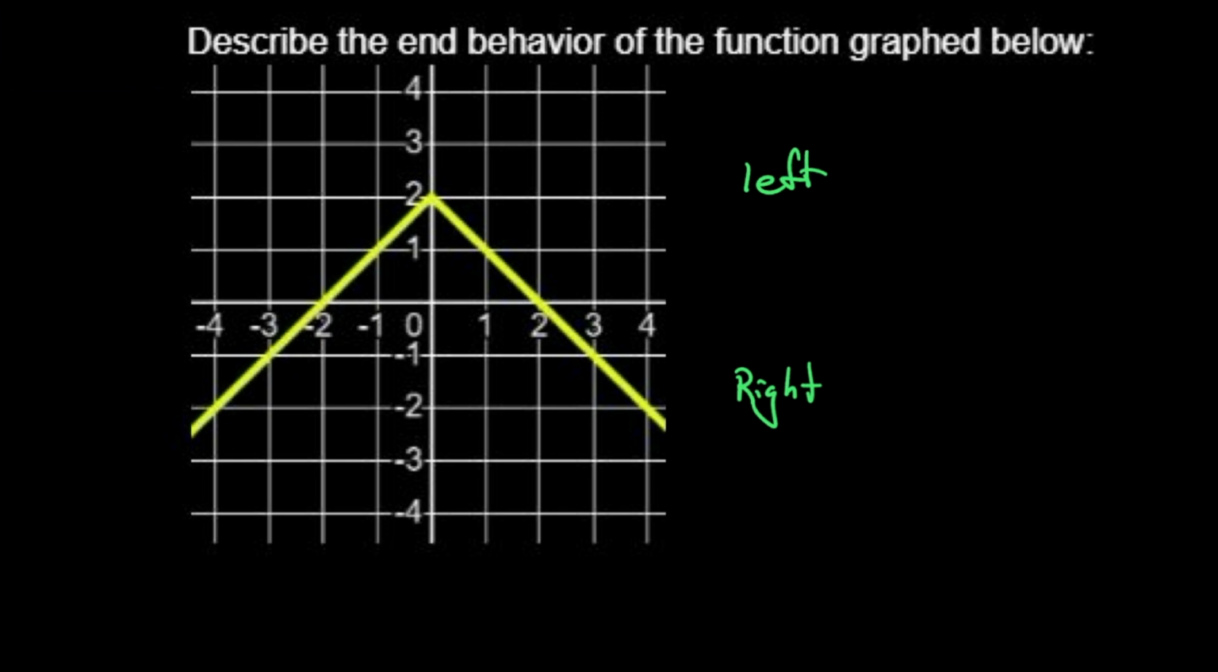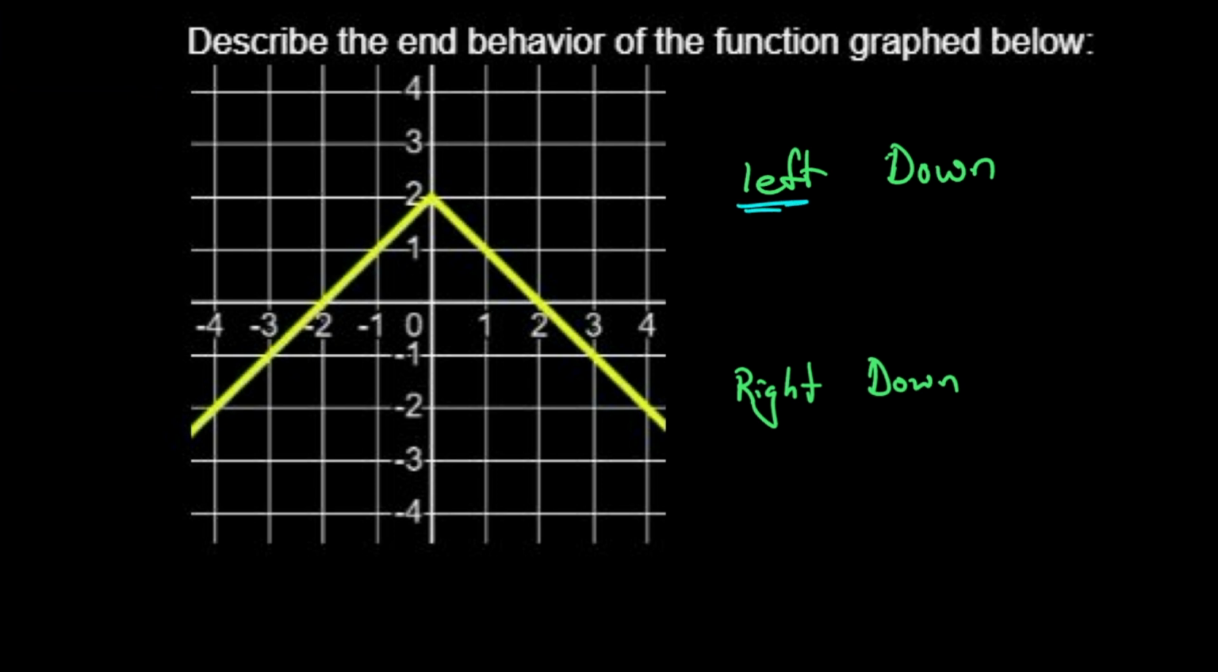So left side, if I start in the middle and move towards the left, what's happening to my graph? Well, you can see the graph is going down. So we say down. On the left side, the graph goes down. And if I look on the right side, starting in the middle and going to the right, you can see we are also going down. So both sides happen to be going down. Now, this isn't really that great of a description.